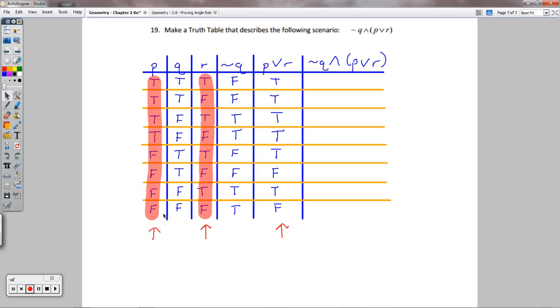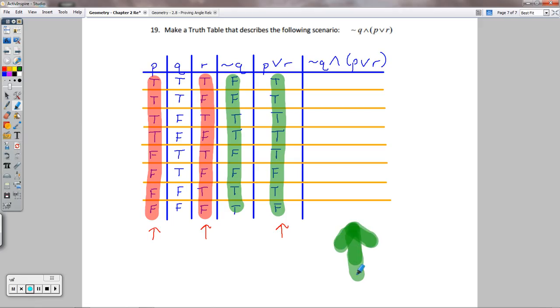So now I'm going to take my highlighted stuff there. Let's get rid of that. You know what, I'll just use a different color here. I'll go with green now. I'm taking not Q and this statement, P or R, putting that together with and, with a conjunction. So I'm going to take those two in green and finish up right here with my final statement.